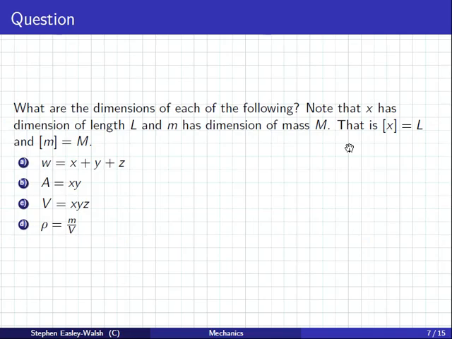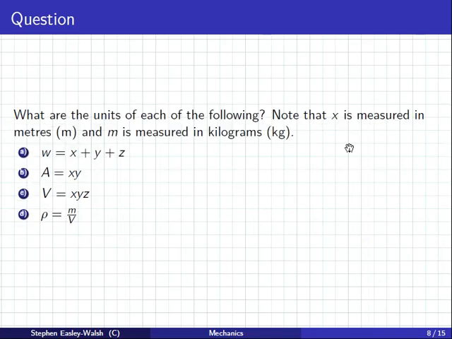So now what I want you to do is tell me the units. So the same questions, give me the units as well. So this should only take you 20 seconds. Write the units down.